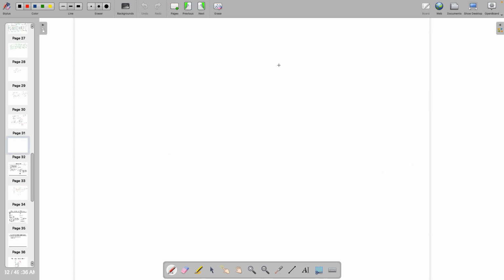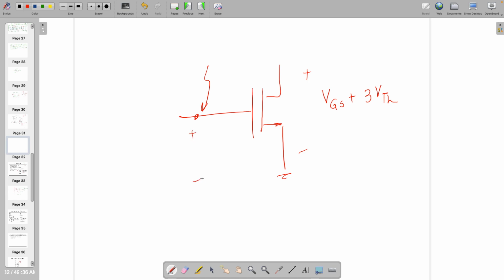Let's assume I'm just asking: any chance here I got VGS plus 3 VTH? What should be the value of gate to source potential so that this transistor becomes saturated? How much voltage is required here? Very simple, VGS plus 2 VTH. Okay, this is just to practice. For complex circuits, we will do that.